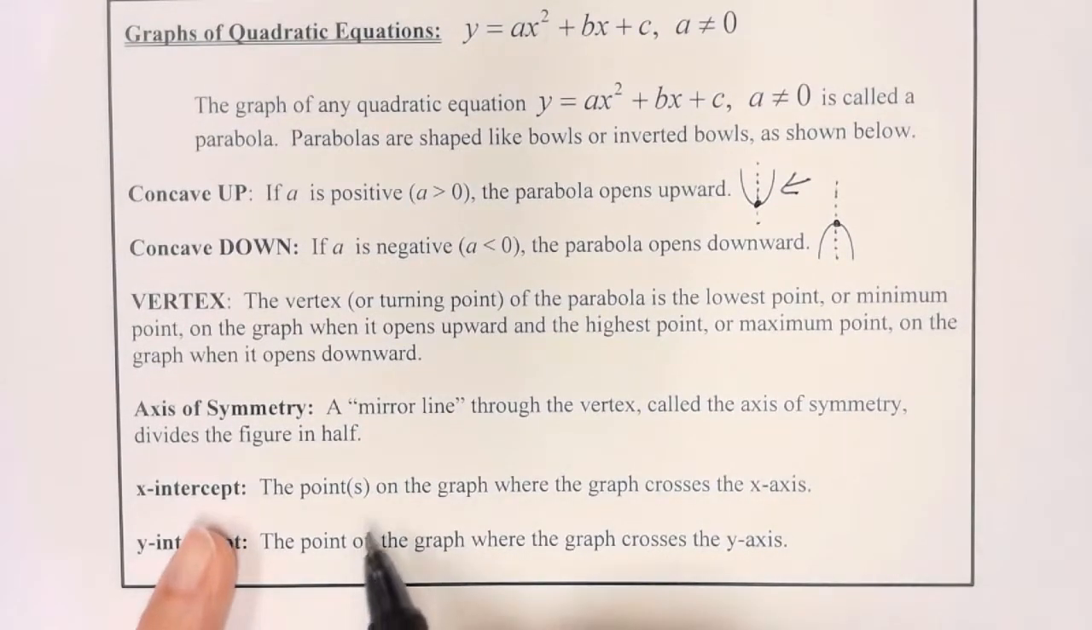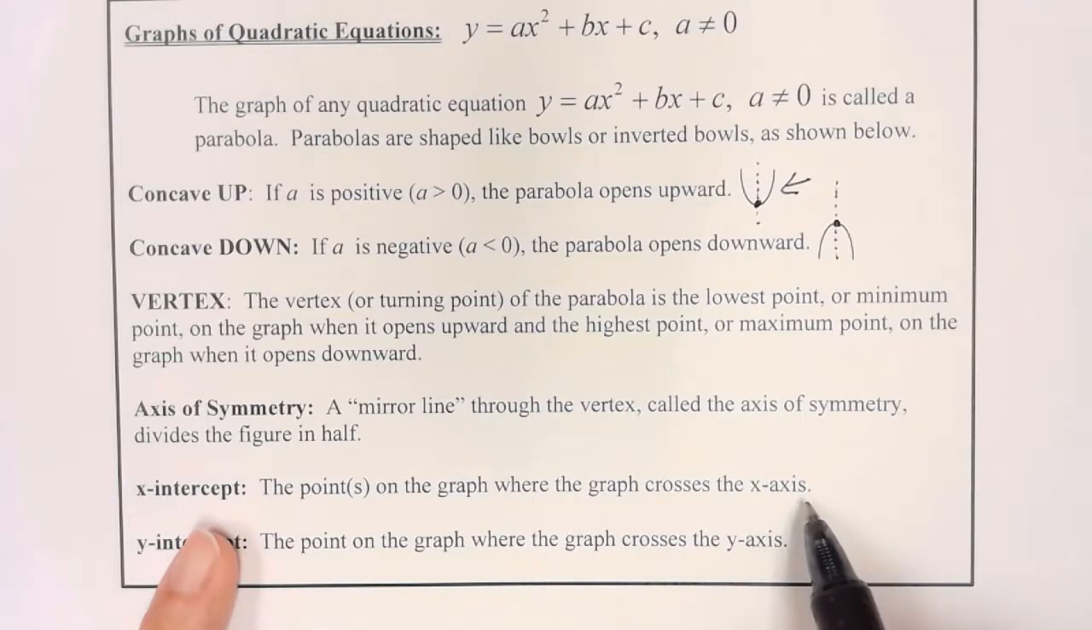X-intercept is the point or points on the graph where the graph crosses the x-axis. Now in the prior videos we saw it cross 2 times. We saw it cross, well actually touch 1 time. We haven't seen it where it didn't cross. Maybe we'll see it this time.